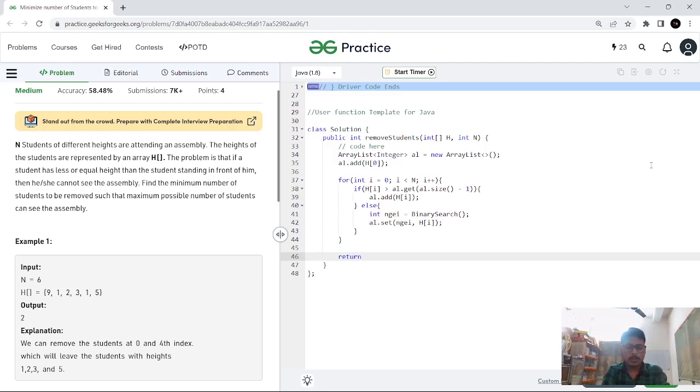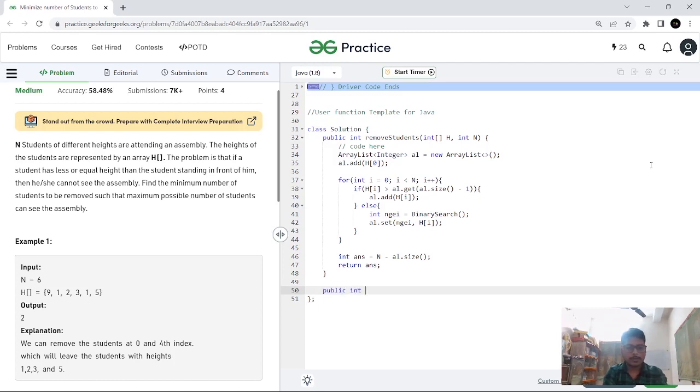Okay, so I have to do the subtraction also. What I will do, I will do n minus array list size, right? Then I will return answer. So we are not done yet, we have to do the binary search method also.